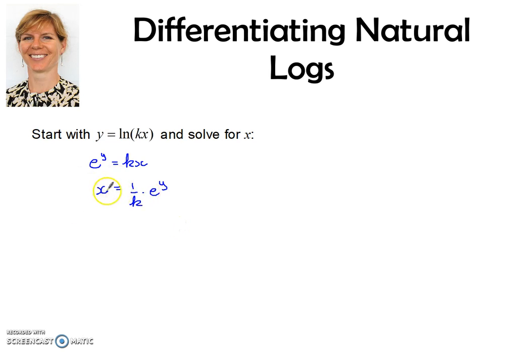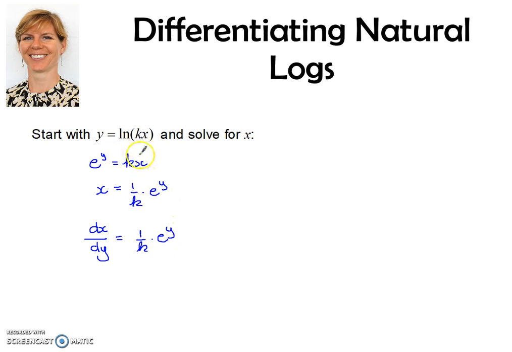Now we're going to differentiate this, but instead of being dy dx, we're going to do dx dy, which is just saying that we're differentiating this with respect to y, whereas usually we do it the other way around, because usually we have the y by itself. But it's the same process. So dx dy. And we know from our previous video and our work with Euler's number that the derivative of e to the y, or e to any variable, is just itself, and this constant will stay unchanged. So we're just going to have 1 over k e to the y. So the derivative of this is itself.